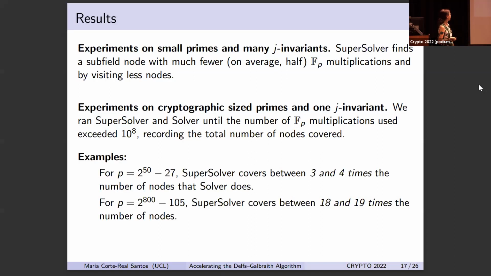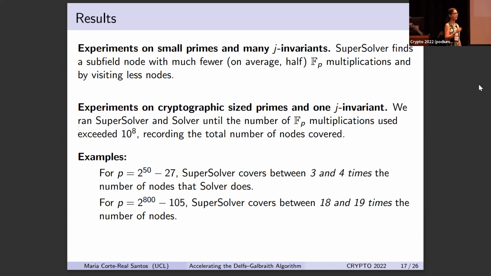And we found that for a 50-bit prime, SuperSolver covers around 3 to 4 times the number of nodes that Solver does. And this advantage grows as your prime grows. So for 800 bits, SuperSolver covers around 20 times the number of nodes. And this is kind of an interesting trend, that as the prime grows, the advantage of SuperSolver also grows.